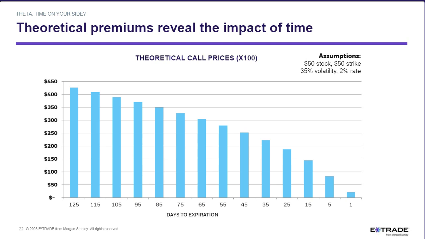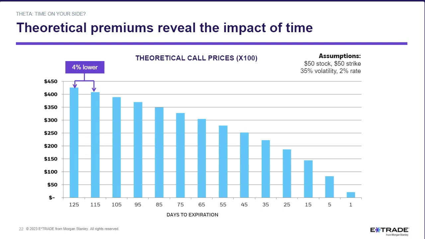Okay, so now I've charted it. What we're showing here is that if there are 125 days to go to expiration on this $50 stock with a $50 strike, so I'm calculating it right at the money strike price, the theoretical value of that option was $4.25. If I do the same calculation, all the same data points, but I use 115 days instead of 125 days, well, the option's theoretical value is only $4.05, or 4% lower, because there are 10 days fewer.